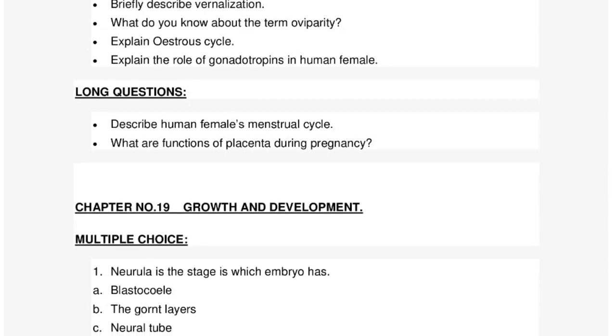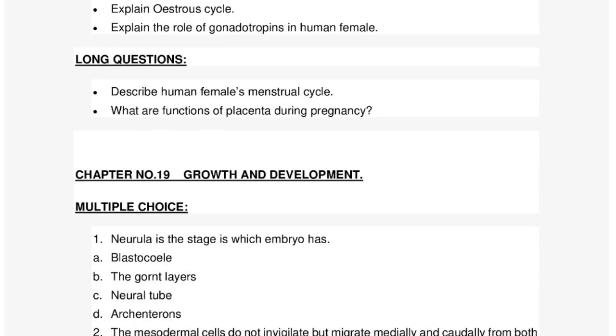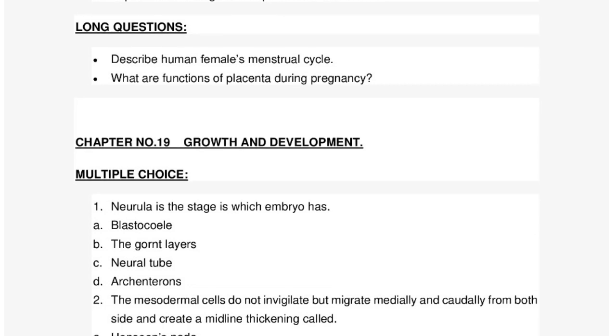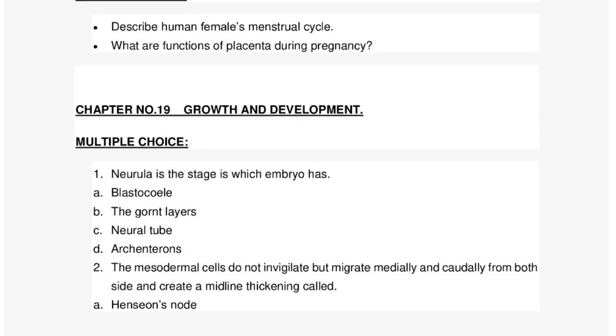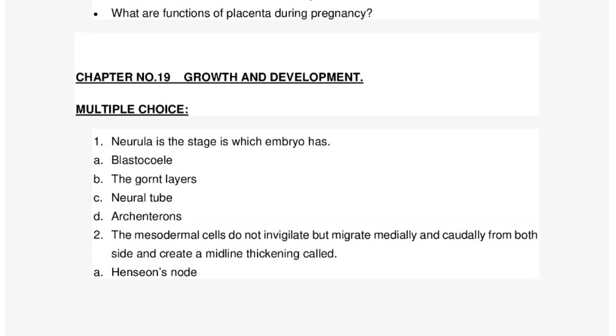Long questions. Describe human female's menstrual cycle. What are functions of placenta during pregnancy? Chapter No. 19 Growth and development.